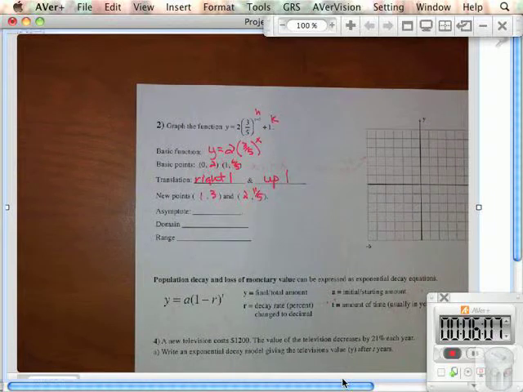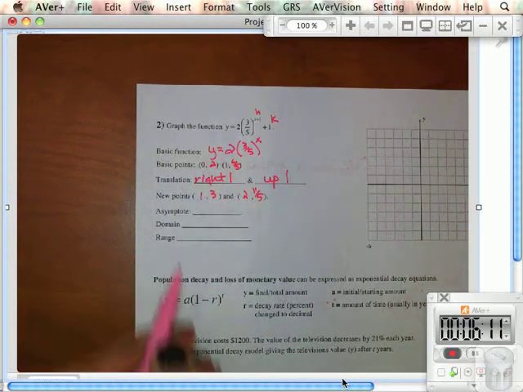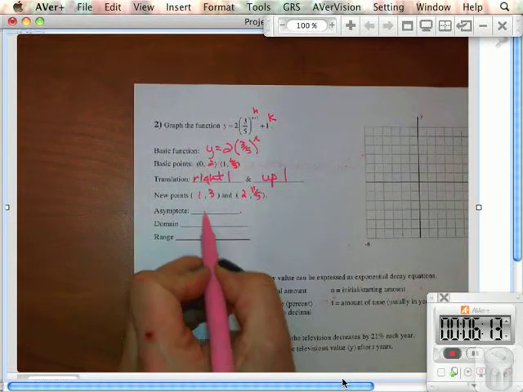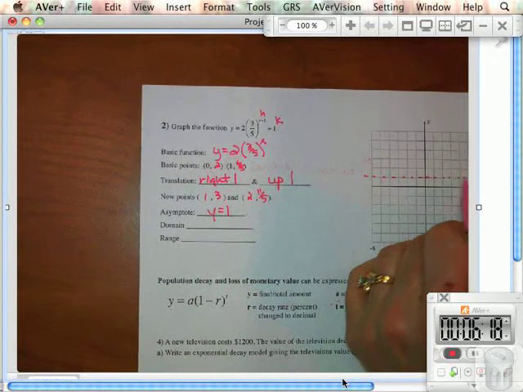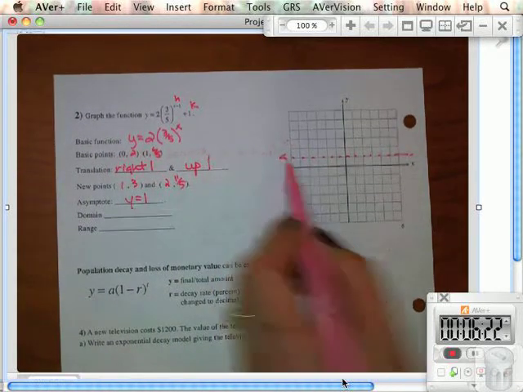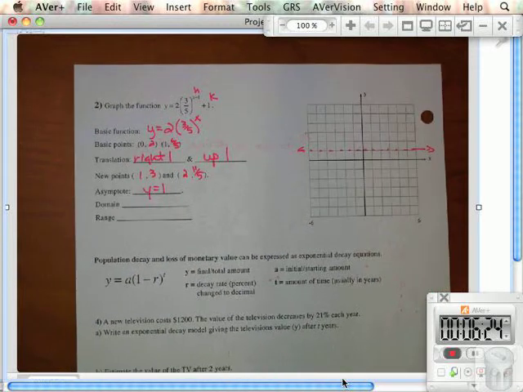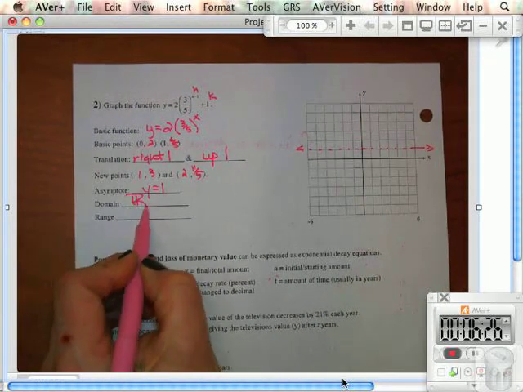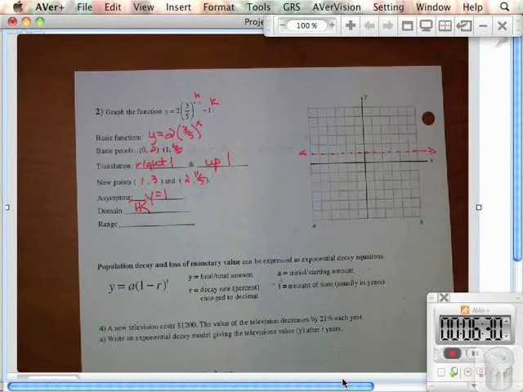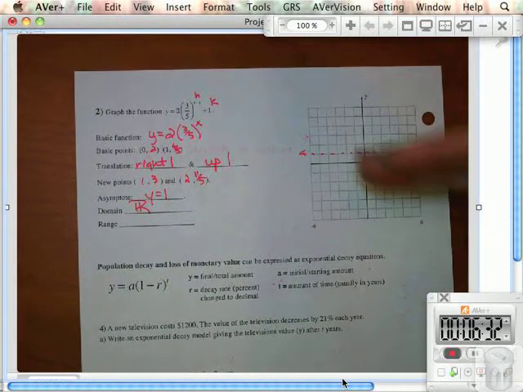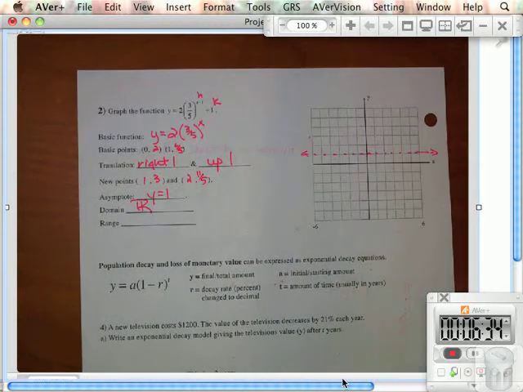What's my asymptote? It's based on k, so what's my asymptote? Y equals 1. So let's sketch that. That's my asymptote. It will not go below that. The domain is going to be all reals. The range, what's my range going to be? It's based on the asymptote, right? It's going to be everything greater than 1.